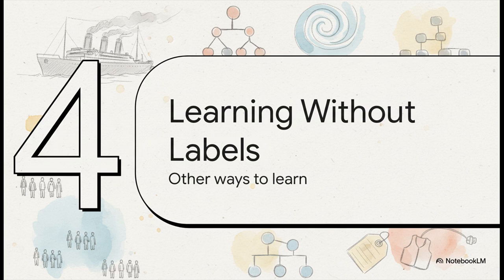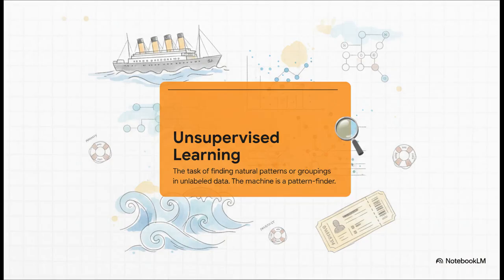But what happens if you don't have that nice, clean answer key? What if all you have is just a giant, messy pile of data with no labels at all? Well, it turns out machines have some pretty clever tricks for learning in that situation, too. This is called unsupervised learning. And here, the goal is totally different. It's not about being right or wrong. Instead, you just unleash the machine on the data and tell it, find the interesting patterns, find the natural groupings. It becomes less of a predictor and more of a pure pattern finder.